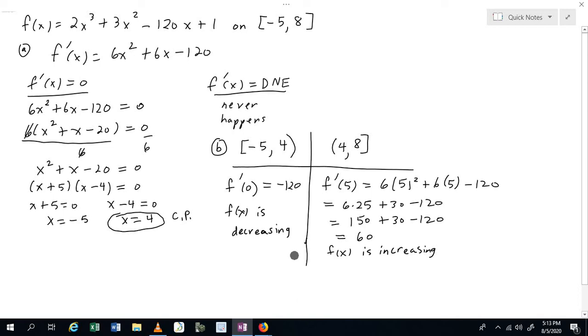Now we're supposed to find the local maximums and minimums from this. This is called the first derivative test. When you create this little sign chart to determine where the function's increasing and decreasing, this is called the first derivative test. And so now let's find the local mins and maximums from this.